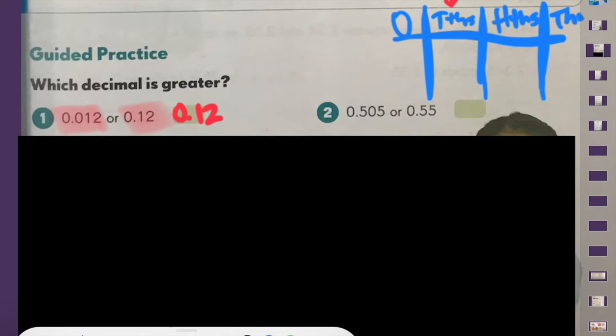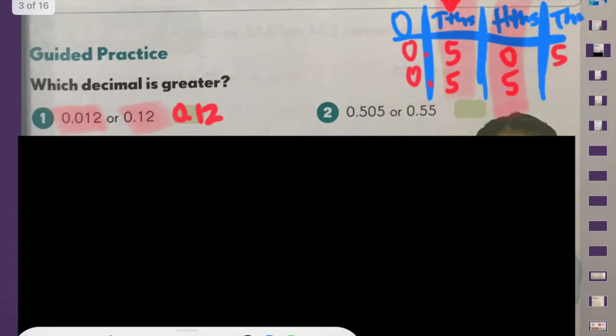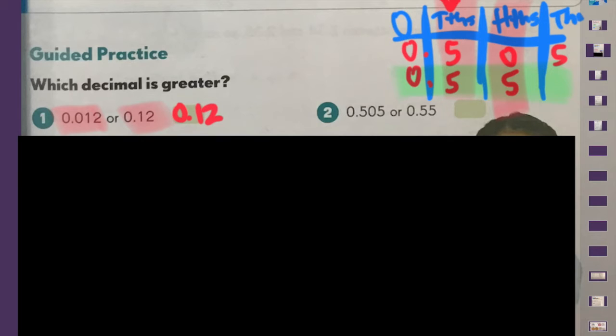Let's look at number 2. We have 505 thousandths compared to 55 hundredths. So we can plug those numbers in, 0.505 and 0.55. And again, we start in the tenths place. That is the largest place value. And we can see that they both have 5/10ths. And so they're both equal in the tenths place. So we need to move on to the hundredths. We see that one has 5 hundredths and one has 0 hundredths. And so right there we can see that the greater number is going to be 55 hundredths, because it has 5 hundredths and the other number has 0 hundredths. So the greater number would be 55 hundredths.